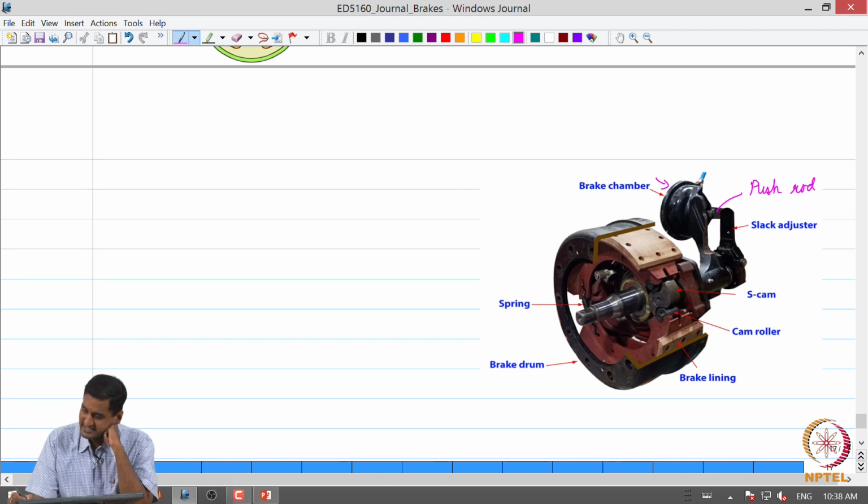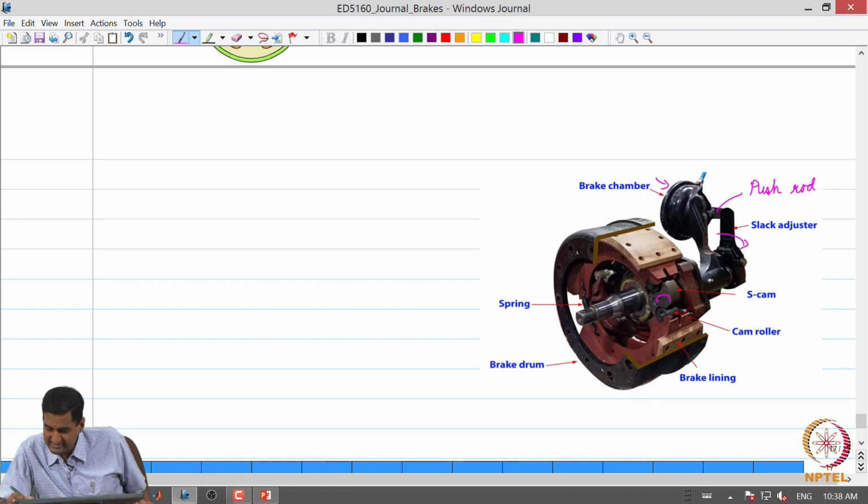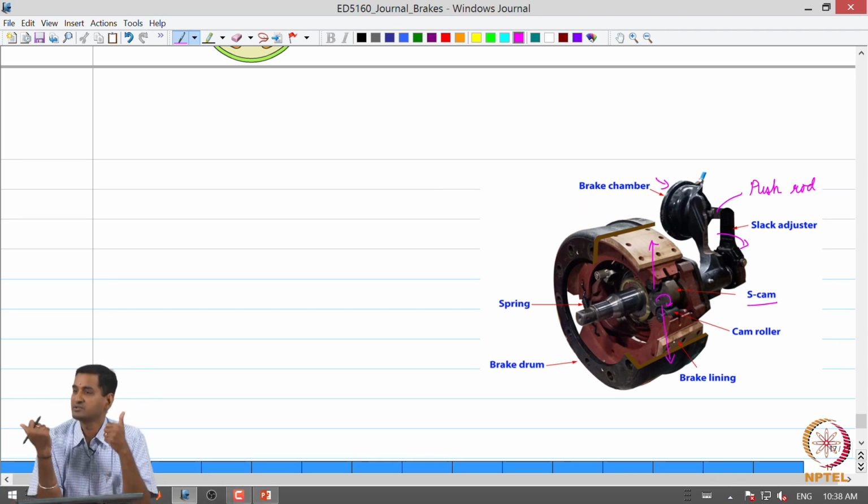So, we can see the slack adjuster that is going to be rotated, and that is going to rotate the S cam. Okay. So, this is the S cam, and when the S cam is rotated, the rollers are going to be displaced on the profile of the S cam, and the brake shoes are going to be pushed outside, right. They will go contact the brake drum and generate the decelerating force, alright.